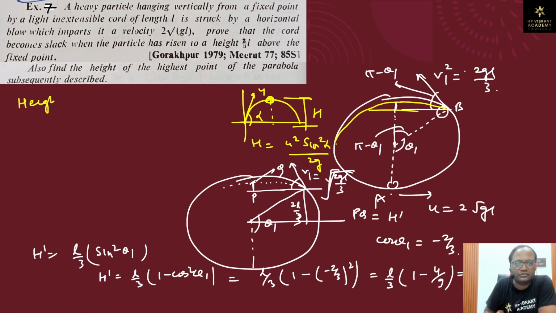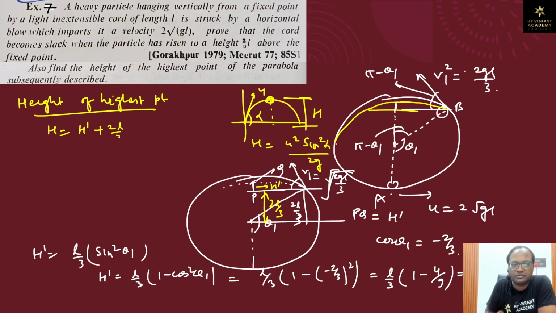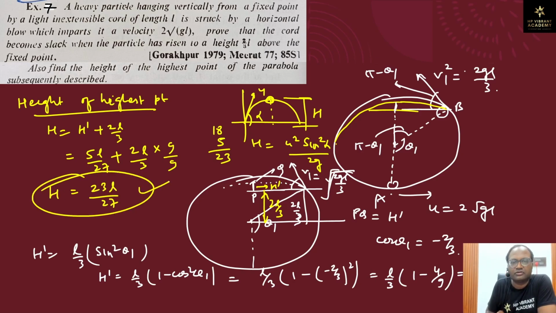So height of the highest point: H is equal to H dash, this particular distance, plus 2L upon 3. H is equal to 5L upon 27 plus 2L upon 3. Let us multiply 9 up and down. So this is 18 plus 5, 23, so 23L upon 27. This is H. So the height of the highest point is given by 23L upon 27.